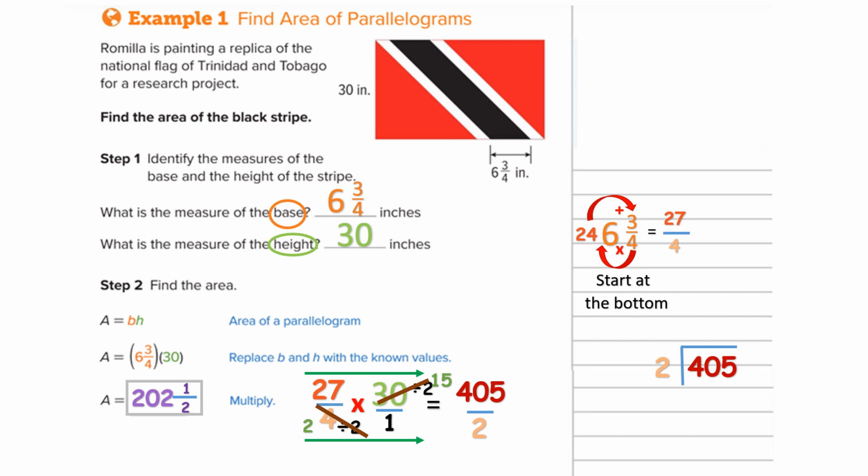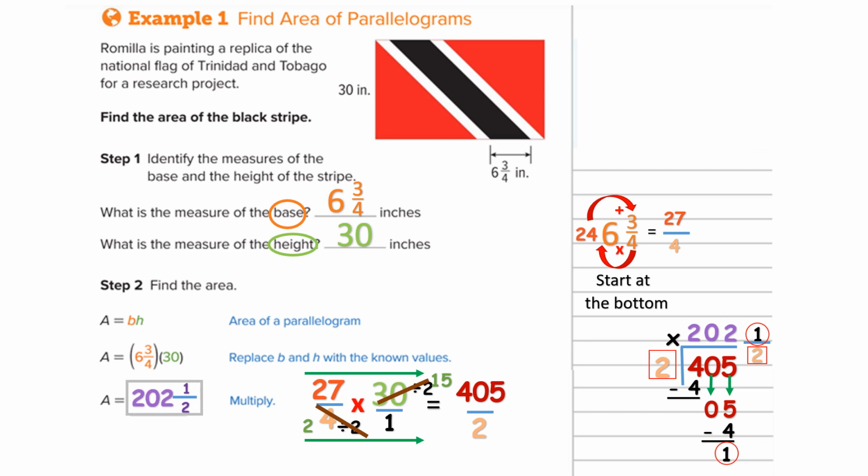I'm going to take my numerator, the 405, divided by my denominator of 2, and 2 goes into 4 2 times. When I bring down the 0, 2 won't go into 0, so it goes in 0 times. I bring down my 5, and 2 goes into 5 how many times? Well, that's 2, which is 4, and I have a remainder of 1. My remainder is my numerator, and my 2, my denominator, stays the same.